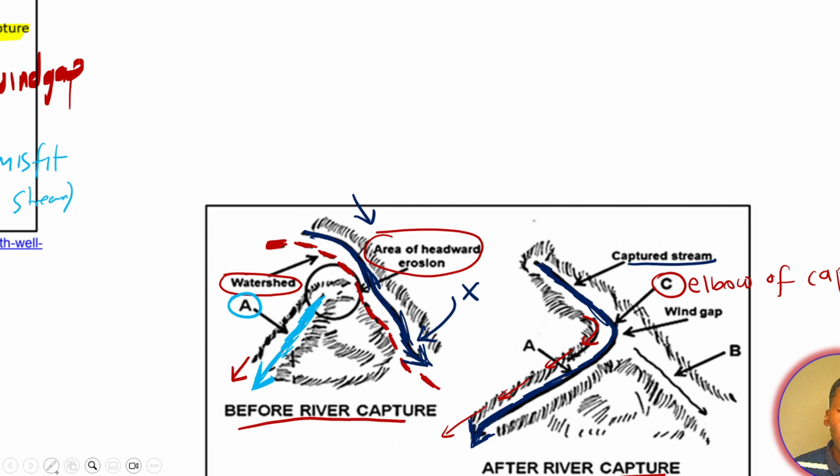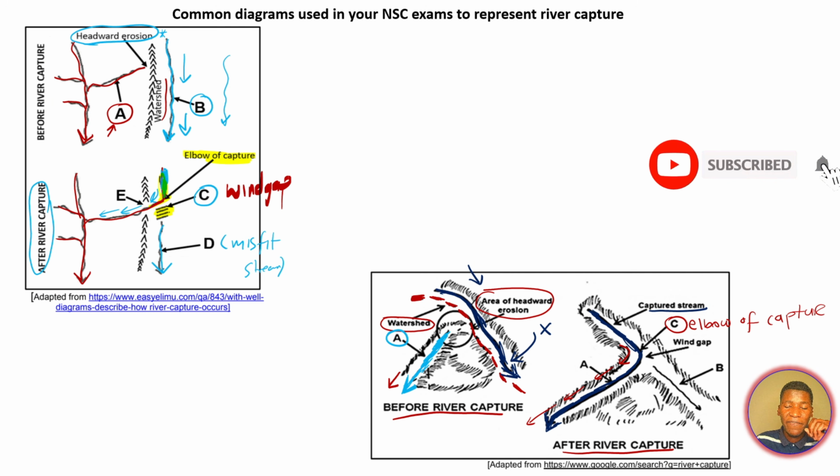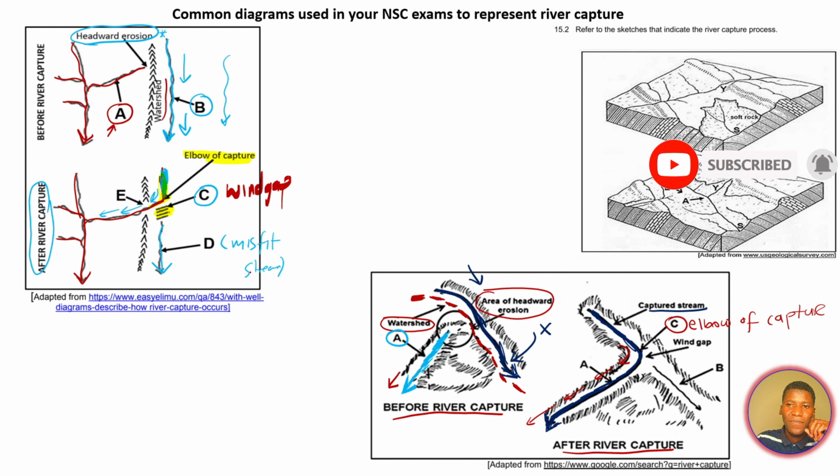So this is one of the other common diagrams that they can use to represent river capture. Here's another one. This one is a bit more complex. You need to analyze carefully so that you can see everything. So now here you have got a stream Y. Look at this first scenario. Question 15.2 says refer to the sketches that indicate the river capture process. So you've got two sketches here. You know that one sketch is before river capture, and then the second sketch is after river capture.